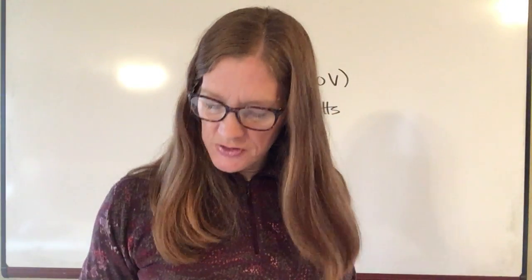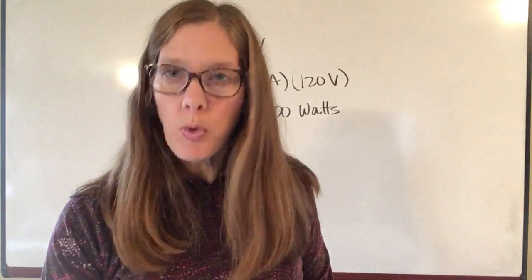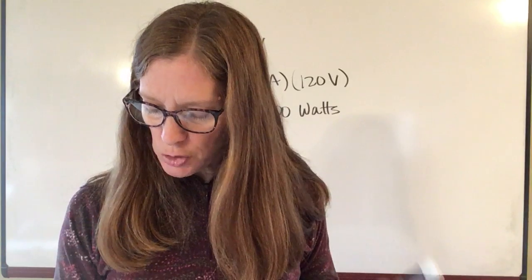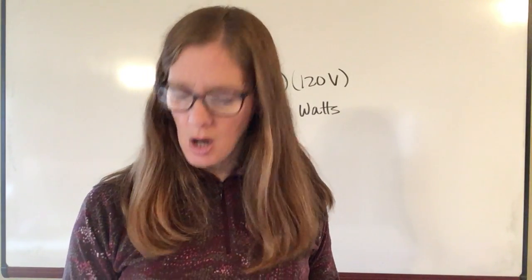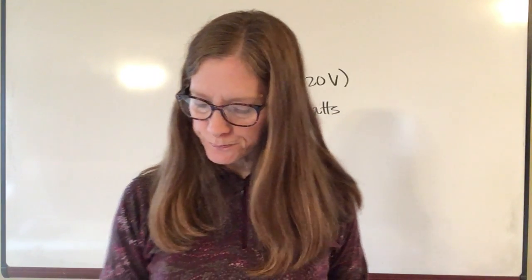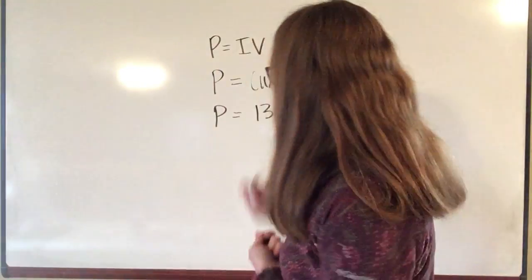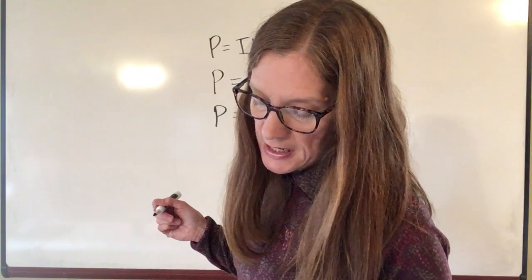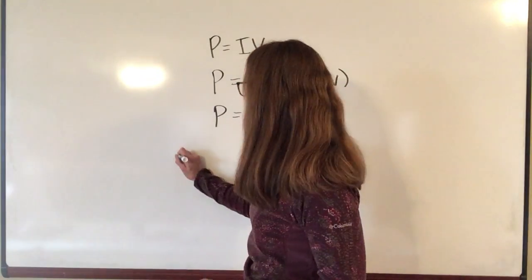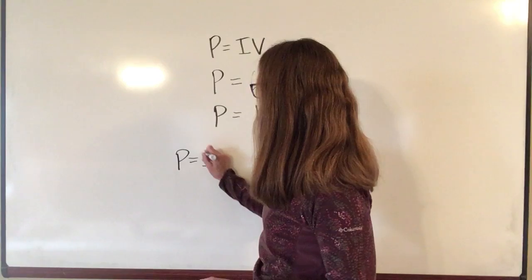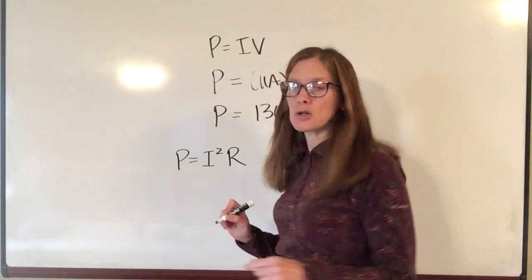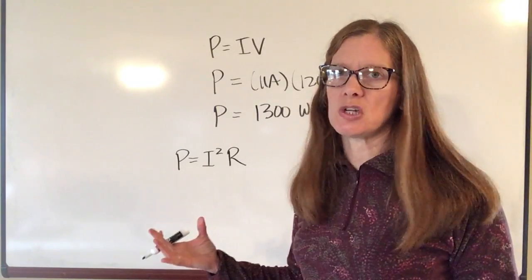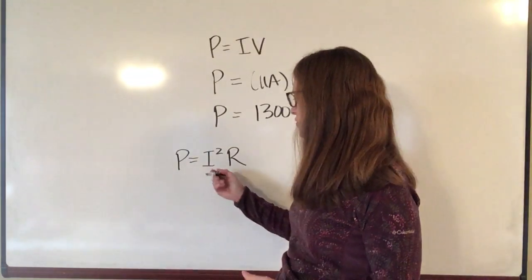And then the second half of this example: a motor draws 1.19 amps of current and has a resistance of 101 ohms. Assuming the motor is 100% efficient, what is its power output? Here, I know the current and the resistance, so it makes more sense to use P equals I squared R. You could use Ohm's law to find the voltage, but you can do it in one step this way.